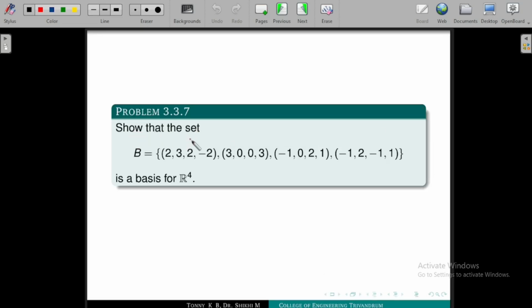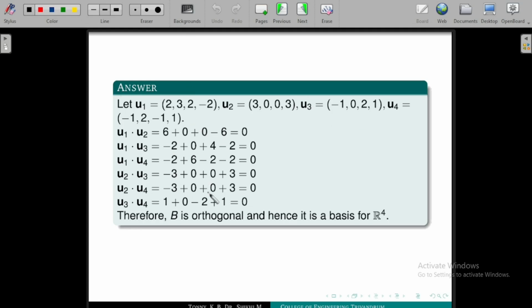One more problem. Show that the set B equal to {(2, 3, 2, minus 2), (3, 0, 0, 3), (minus 1, 0, 2, 1), (minus 1, 2, minus 1, 1)} is a basis for R4. First, we will show that B is an orthogonal set of vectors. So you have to take pairs of two distinct vectors from B. So the possibilities are u1 dot u2, u1 dot u3, u1 dot u4, u2 dot u3, u2 dot u4, and u3 dot u4. And you have to show that all these dot products are zeros. So this set B is an orthogonal set of vectors.